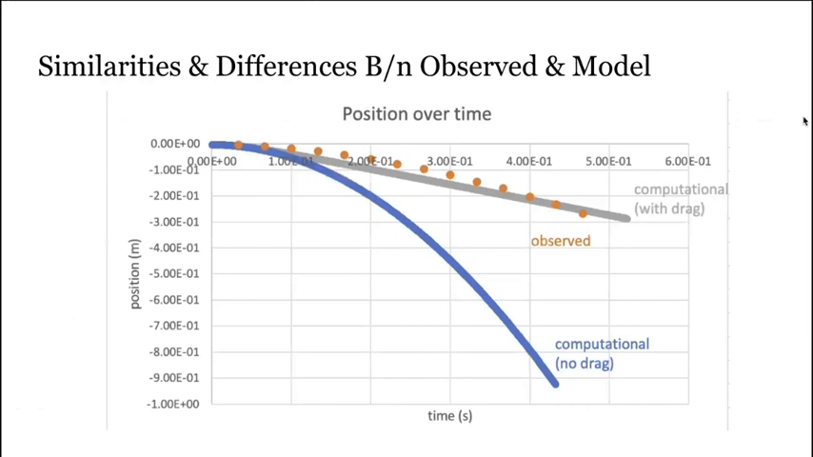I then plotted all three onto the same graph, and here we see that the computational model that did take into account drag and gravitational forces closely resembles the observed motion. Drag force acts in the opposite direction of velocity, and it slows down an object. But since the computational model without drag did not take into account drag, there is a greater decrease in the position and in the velocity. So the final position for the no drag model is more negative than the one that did take into account drag and the observed.